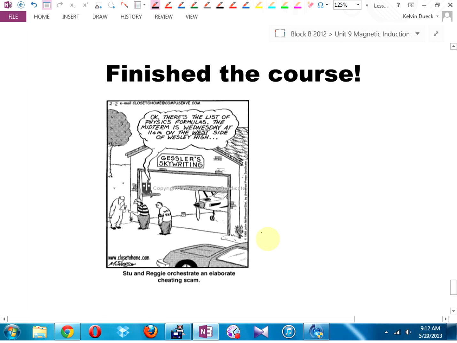Finish the course? Well, no, we're going to be doing a little bit of equilibrium. Finish the material that you'll be seeing on your final exam. Finish the material that you will be assessed on. Little comic there, the elaborate cheating scam, getting a skywriter to come and write the physics formulas in the sky for them on their test day.